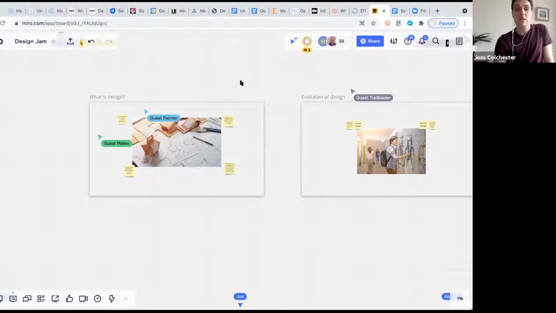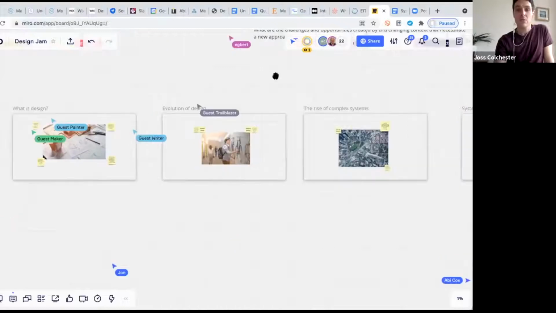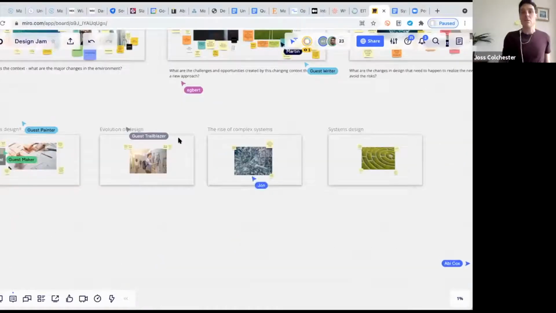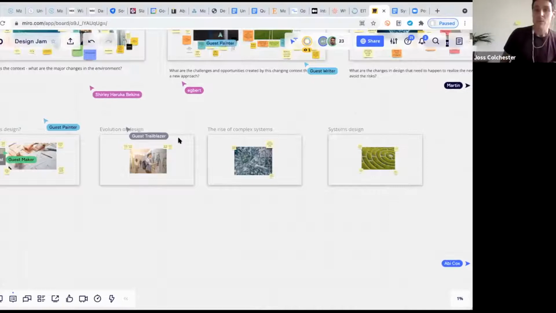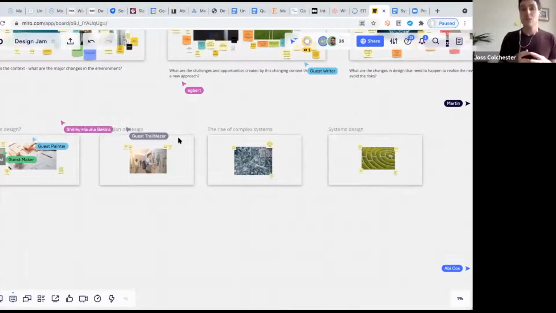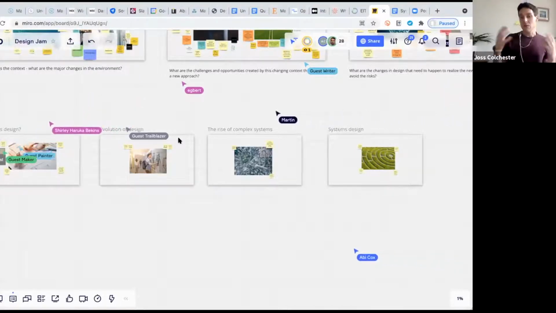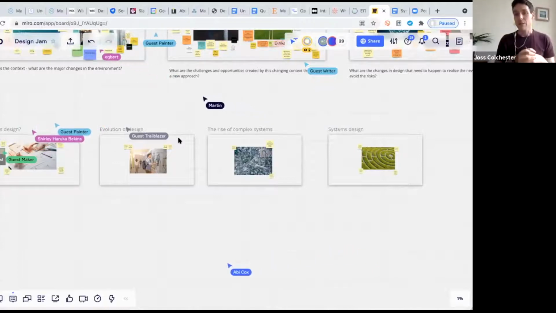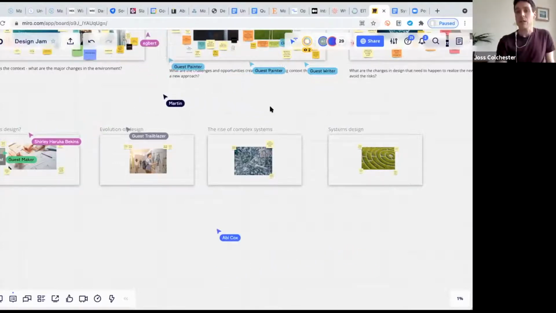We're gonna, that film was broken down into kind of 4 main sections. The first one was about what is design. Second one was about the evolution of design, how it's changed over time. Third section was around the kind of rise of complexity and the need for a new design paradigm. And then that last section we saw was about systems design.